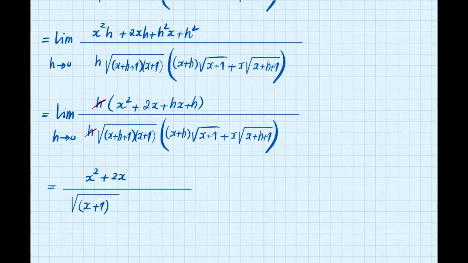Yes, and then when I put h equal to 0 here, this becomes x square root of x plus 1. If I put h equal to 0 here, this is also x square root of x plus 1. So if I add them, it becomes 2x square root of x plus 1. Yes, so this becomes times 2x square root of x plus 1.